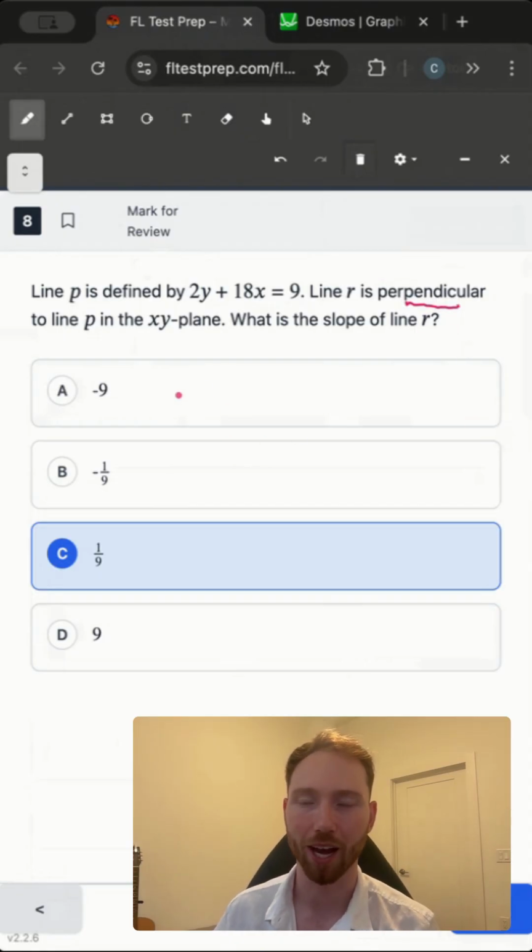Perpendicular lines have opposite reciprocal slopes to the other line. So what we need to do here is find the original slope of line P. But they wrote this in standard form, which is not good. We need to switch it out of that.